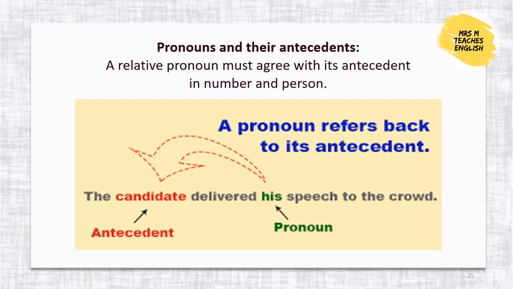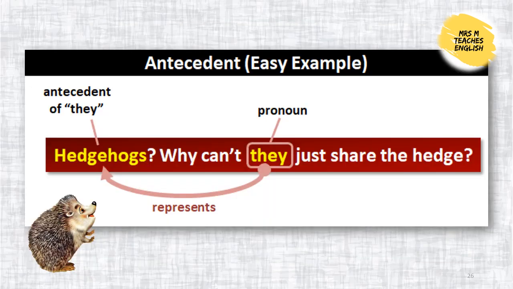For the next rules, you need to understand what an antecedent is. Look at this example sentence. "The candidate delivered his speech to the crowd." You understand, don't you, that the "his" before speech tells us that it's the speech of the candidate. In grammatical terms, we call candidate the antecedent of his. His refers back to candidate. Here's another example. The antecedent of they is hedgehogs.